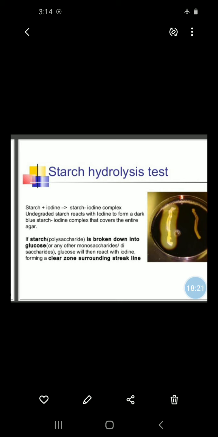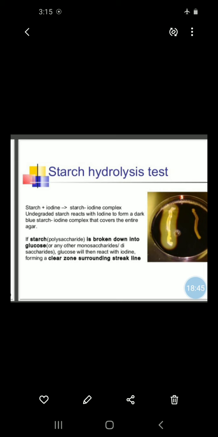As you know, starch is a polysaccharide. If starch is broken down into glucose or any other monosaccharides or disaccharides, then these sugars do not react with iodine, and it forms a clear zone surrounding the streak line.